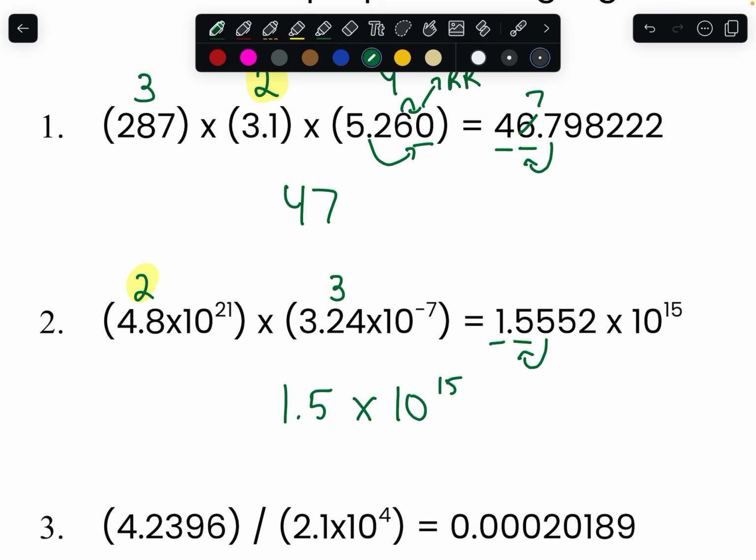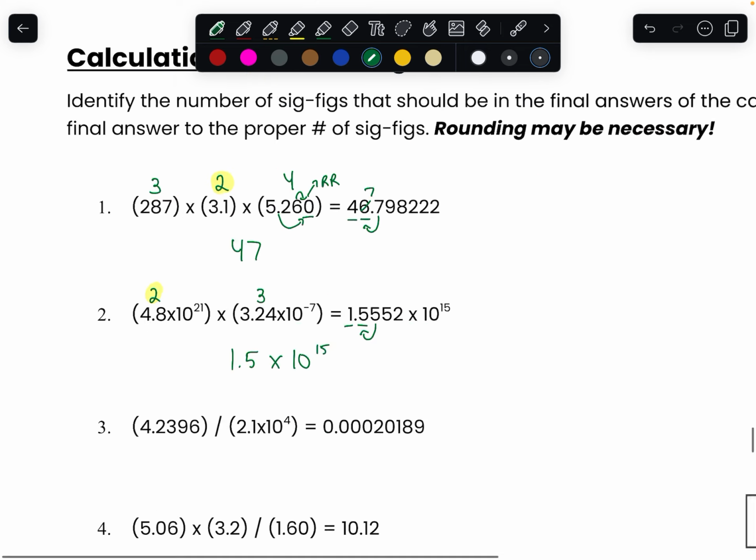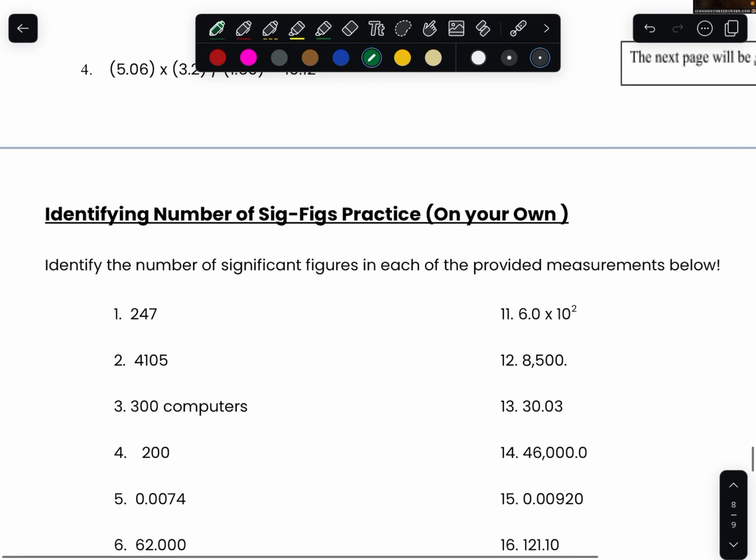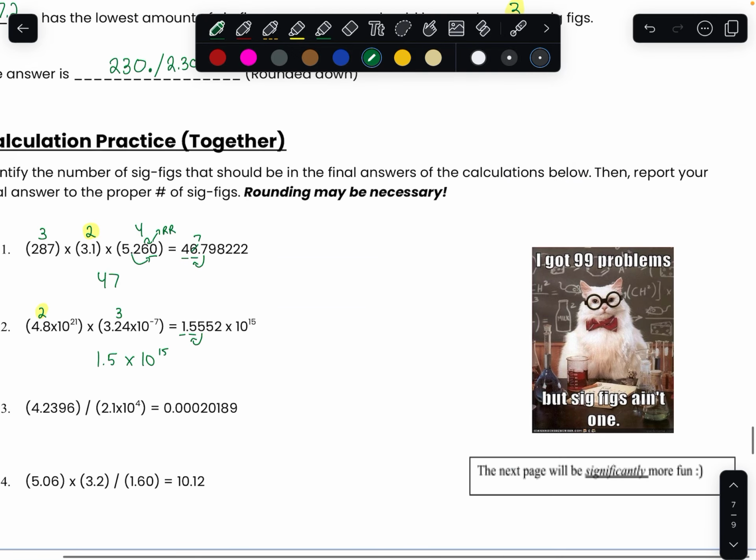So in my class, if you rounded this up to 1.6, that's fine. It's one of those weird things, okay? So I'm going to go through and show you what the rest of this notes set entails.